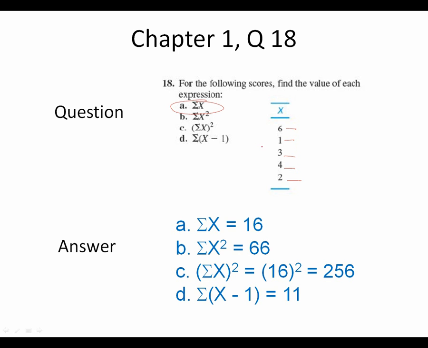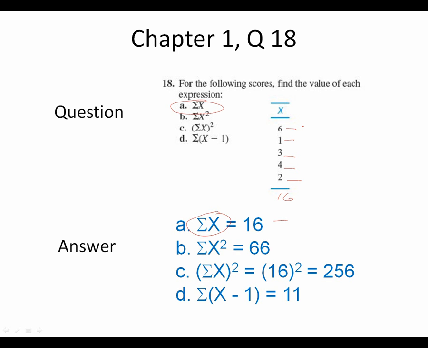Okay, so if I add these up, 6 and 1 is 7, and 3 is 10, and 4 is 14, and 2 is 16. What do I get? I get 16. So the sum of X is 16. Now it's telling me, please sum the square of the X's. So I simply take the X's, square them before I add them up. There's no parentheses here, so just remember the order of operations, and exponentiation comes first.